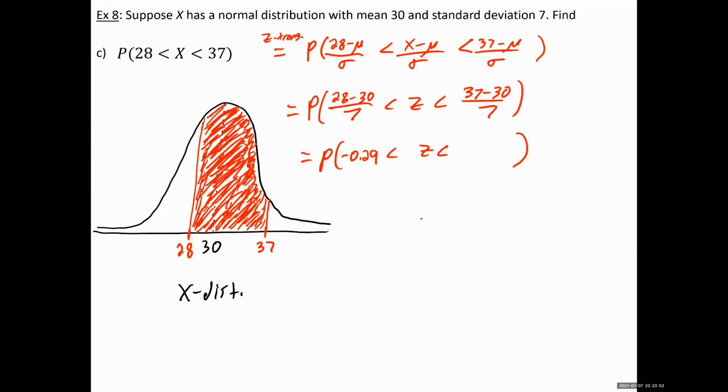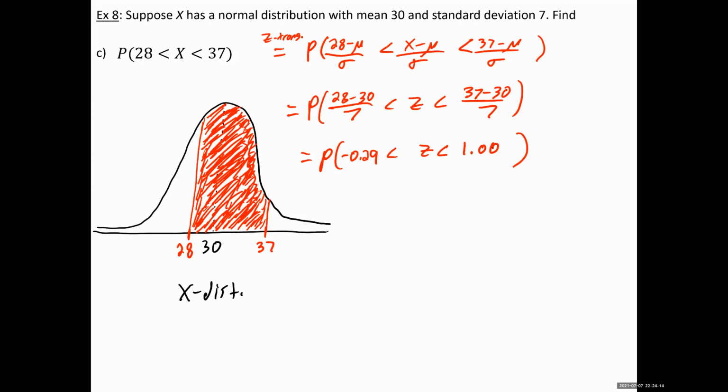The other number, 37 minus 30 over 7, is 1. You could just write 1, but I'm going to write 1.00 just to emphasize to you that the number has to have 2 digits after the decimal point. But again, if you just write 1, it's okay. But I'm going to put 1.00.